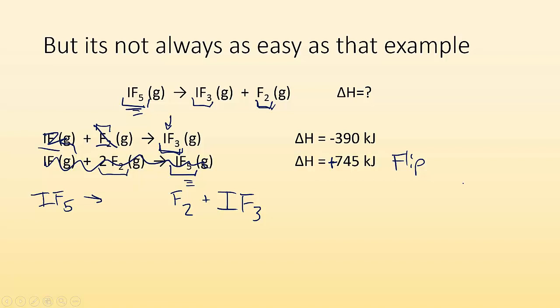So now what do I got to do with these delta H's? Well, I already did everything I needed to, so I just got to combine them. If I press some buttons real quick, negative 390 plus 745, I get a positive 355 kilojoules. So the delta H is going to be 355 kilojoules.